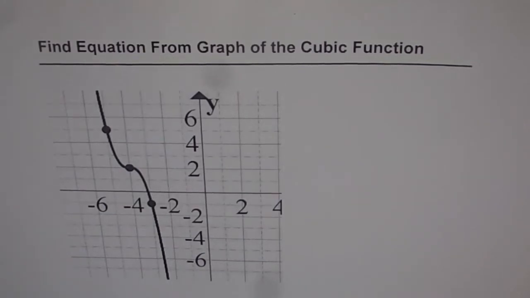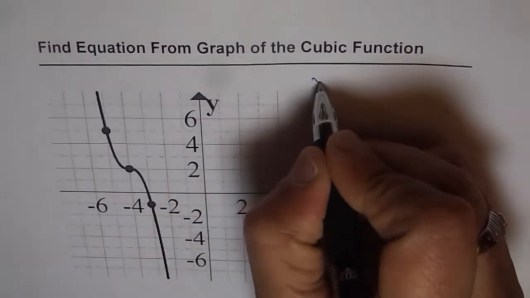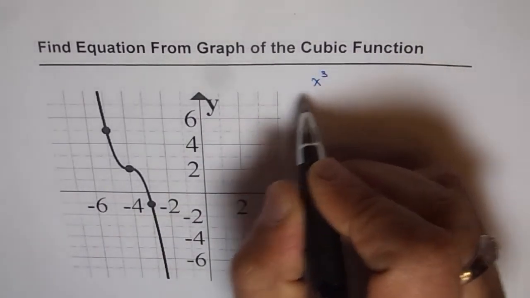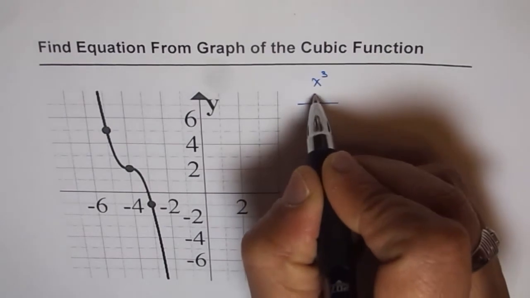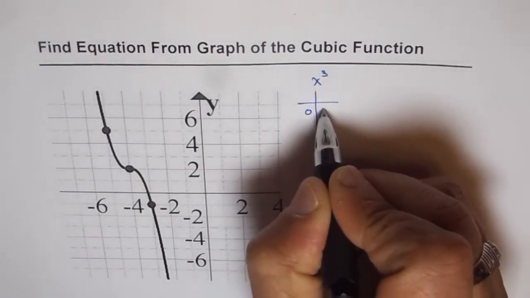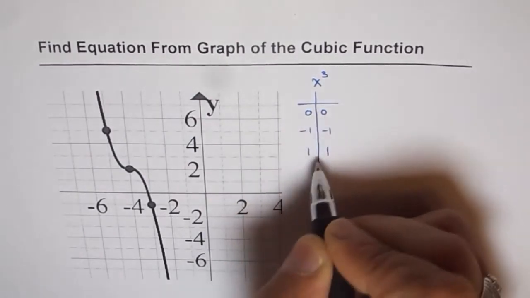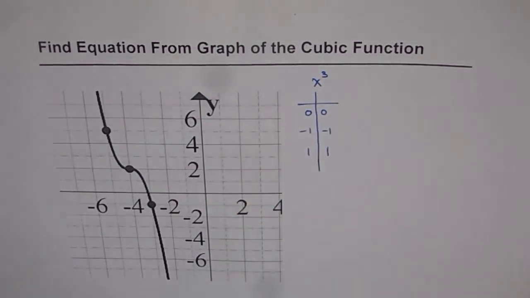Find equation from graph of the cubic function. So here we are given a transformed cubic function and we need to write down the equation from the given graph. As you know, x cube, the parent function, the coordinate points on x cube will normally be 0, 0 and minus 1, minus 1 and 1, 1. So these are our typical points on x cube function which we are always looking into.